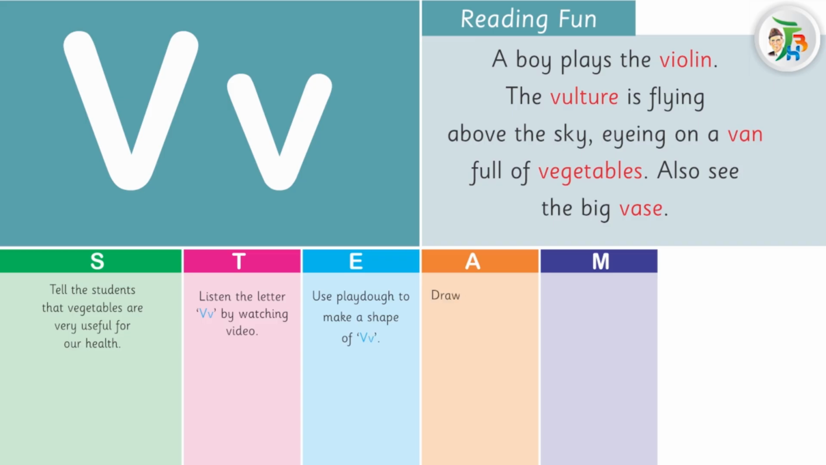A: Draw a vase on a paper and color it. M: Count objects beginning with the sound V around you.